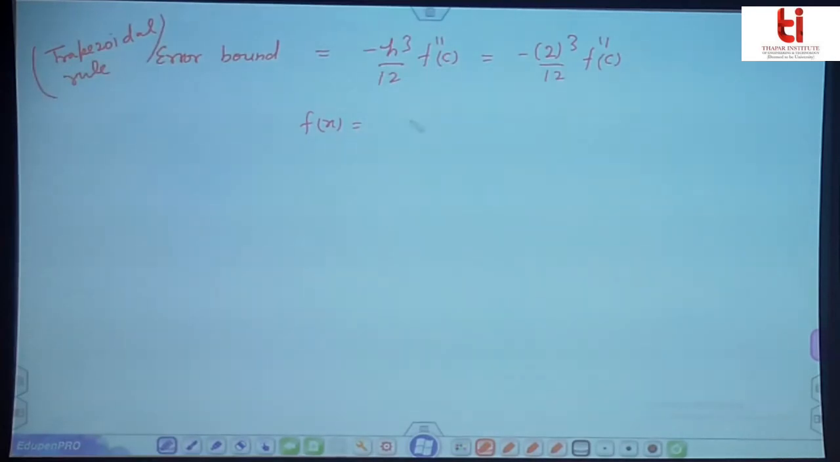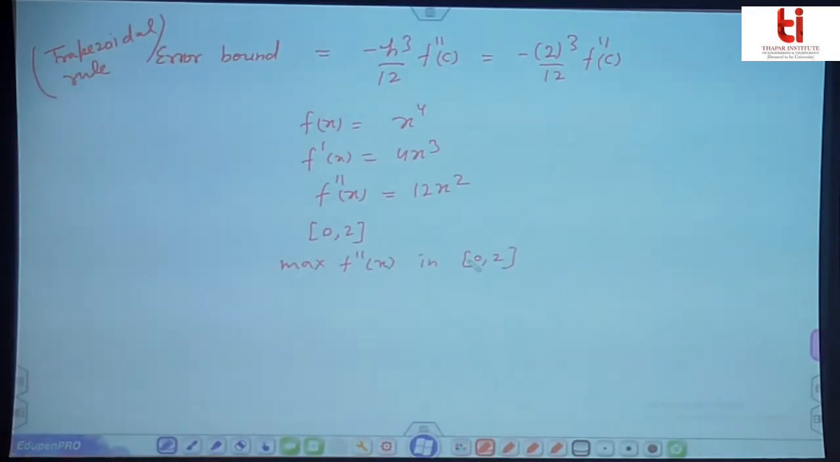What is the function here? That is x⁴, f'(x) is 4x³, f''(x) is 12x². The interval is 0 to 2. What is the maximum value? Maximum of f''(x) in 0 to 2.